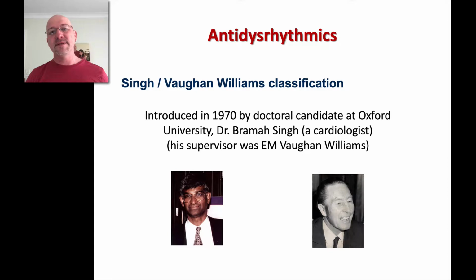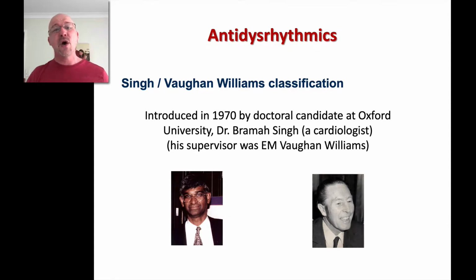And for some reason, and we can only speculate why, the system that he came up with is named after his PhD supervisor, who was Dr. Vaughan Williams. So this is always called the Vaughan Williams classification, even though it's not. It's the Bramah Singh classification. It's Dr. Singh who came up with it. So people are starting, in recognition of the recognition that was not given, to call this the Singh Vaughan Williams classification. You might just see it called the Vaughan Williams classification. It's the same thing. But I would encourage you to recognize Dr. Bramah Singh, who did this work.